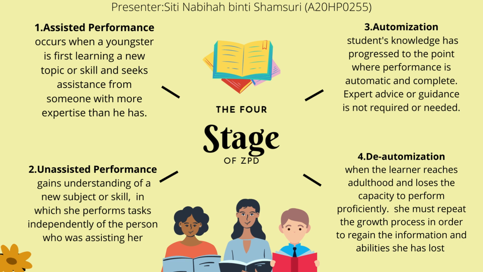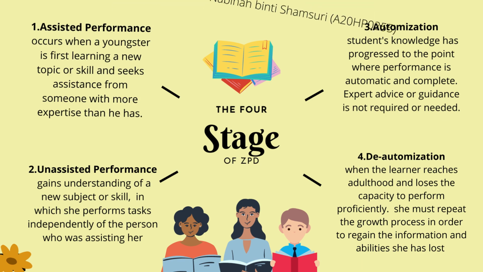Next is the fourth and final stage, which usually happens later in life when the learners become adults and lose the capacity to perform proficiently. At that moment, she must repeat the growth process in order to regain the information and abilities she has lost.